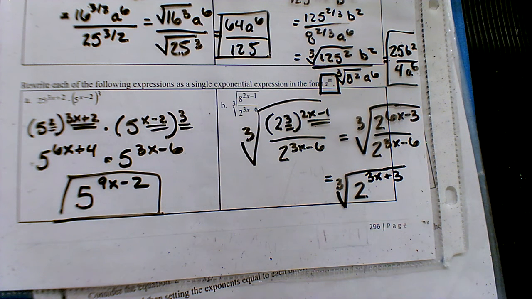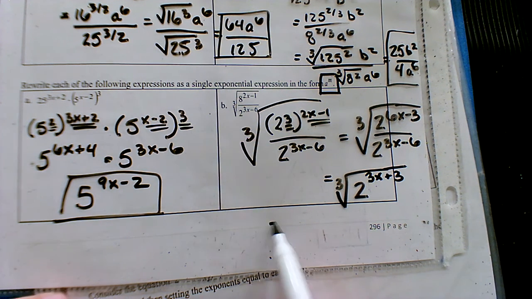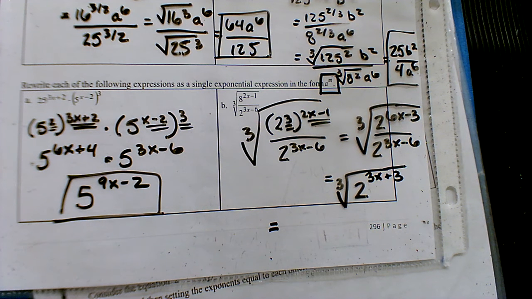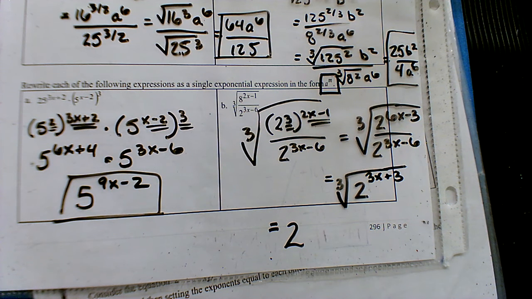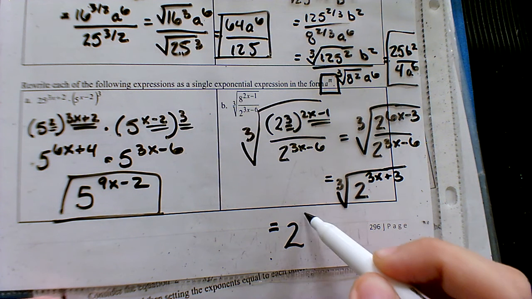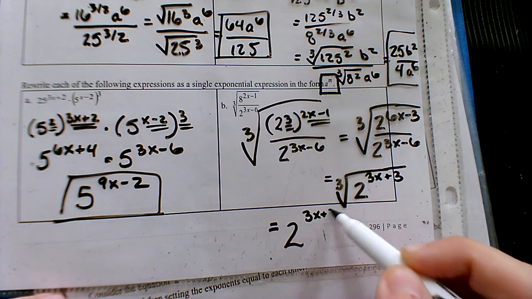Okay, we do definitely have a single base now. I don't want to have a cubed root there. So what can I do with the root? Two to what power? What do you think, Blair? Divided, so 3x plus 3.